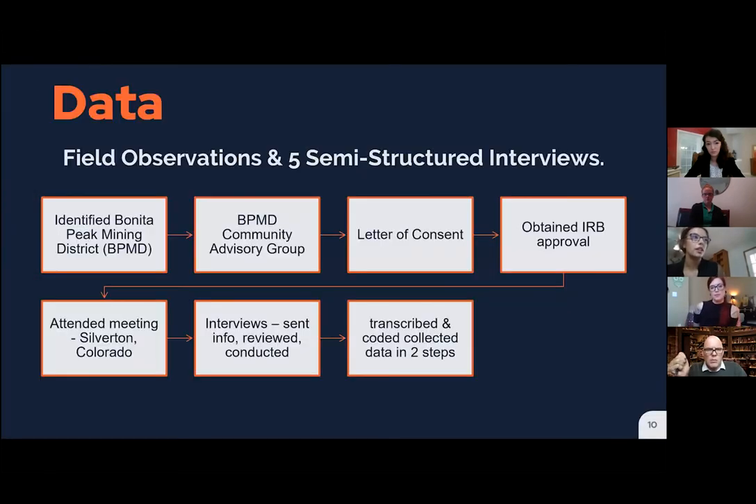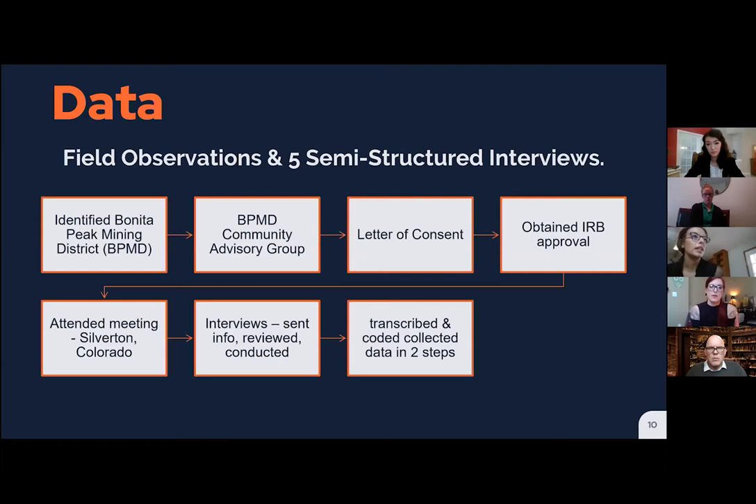Data was collected through field observations and conducting semi-structured interviews with 5 stakeholders. As we see in the outline process, I identified the Bonita Peak Mining District by searching the National Priorities List.